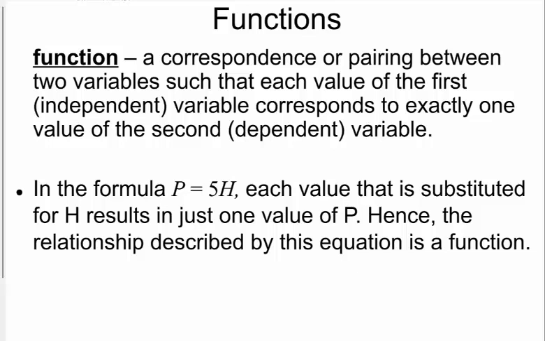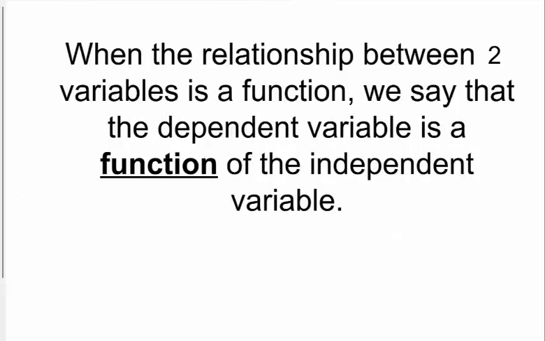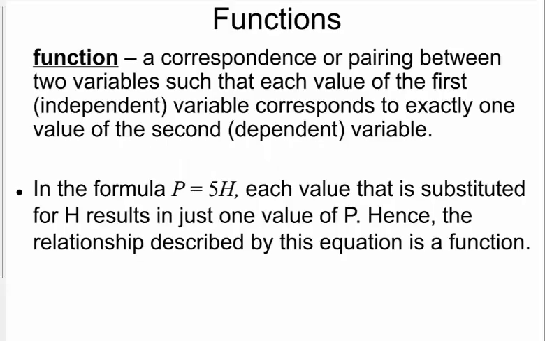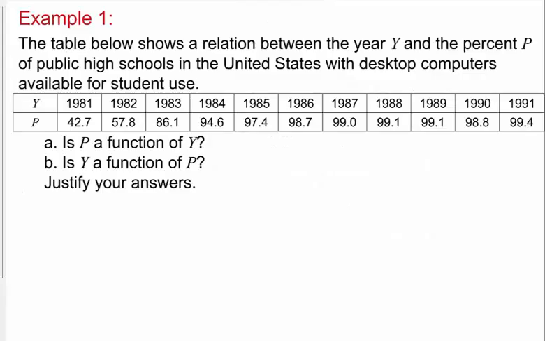So we can say that when the relationship between two variables is a function, the dependent variable is a function of the independent variable. In this case, P, the pay, is a function of H. It depends on H. So let's look at an example.